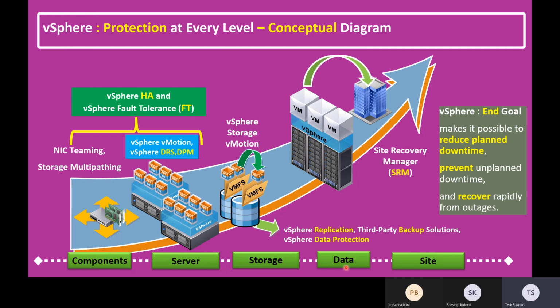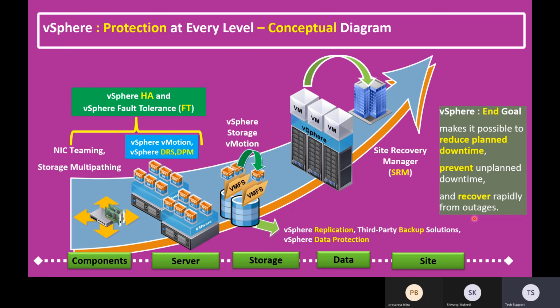And for the remaining points, as we are aware, for data protection we can use either replication or third-party backup solutions. I will give you one example of a third-party backup solution today. And for Site Recovery Manager, we will use SRM. The main end goal for vSphere is to make it possible to reduce planned downtime, prevent unplanned downtime, and recover rapidly from outages. Outages can be any kind, like a power outage or some environmental issue, whatever it may be. We should be ready with protection at every level: hardware level, server level, virtual machine level, datastore level, data level, and also the entire site level.